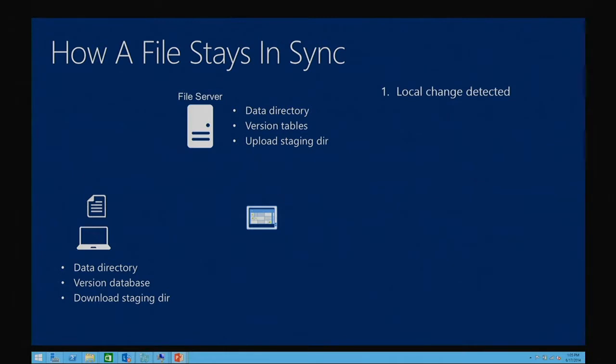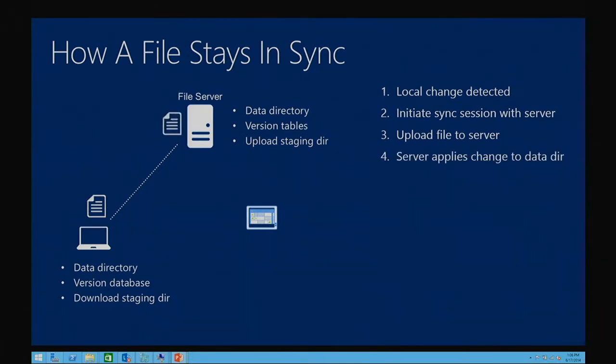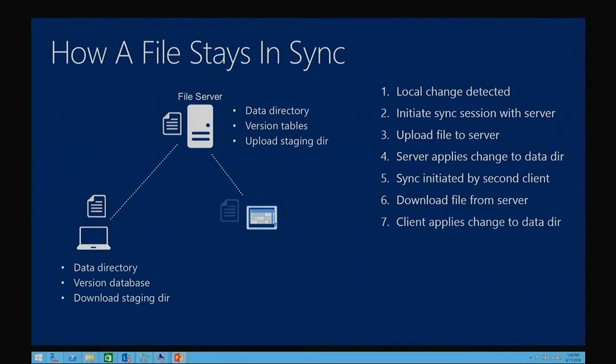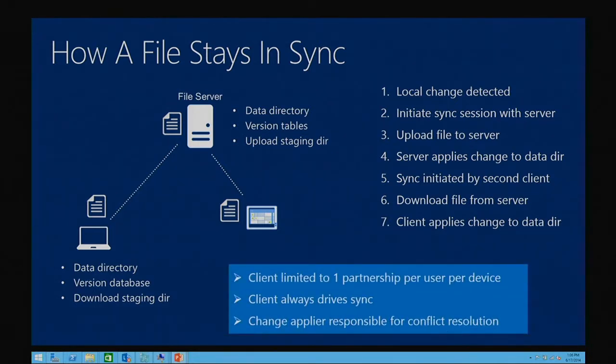So when a file gets changed on any of the devices, it quickly initiates the sync to the server and says, I have a change, and the file also gets uploaded to the staging folder on the server, and then it gets applied to the data directory once the upload is completed. And when the second client comes in to sync to the server, it will get downloaded to the client and then applied to the client data directory. So that's a very high level of how files stay in sync.